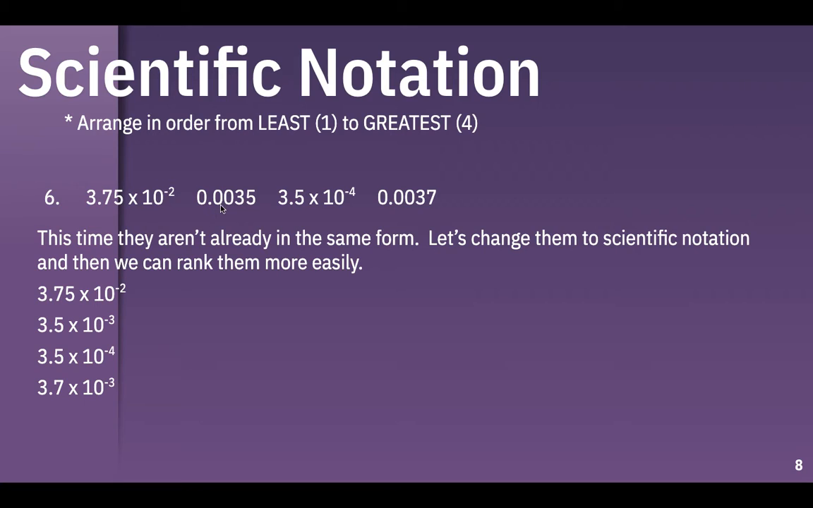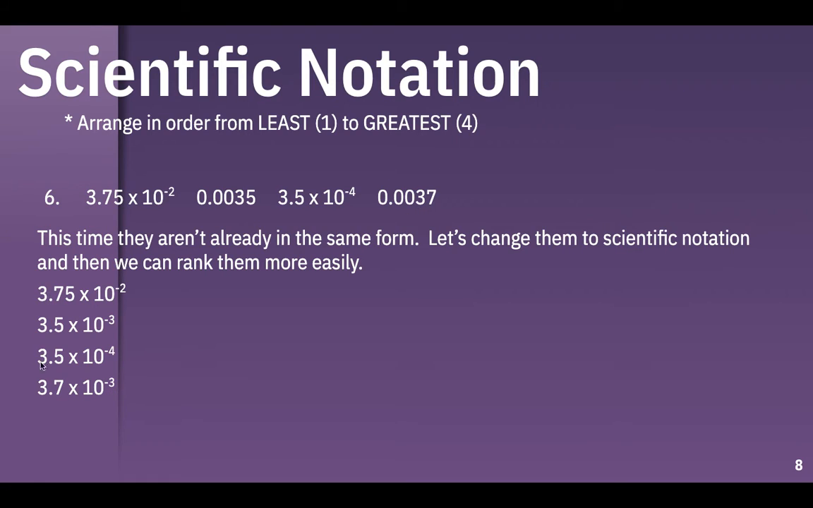So I'm going to move my decimal, 1, 2, 3. So our decimal is going to be between the 3 and 5. So 3.5, that's going to be in front, times 10. And since we moved it 1, 2, 3 place values, our number is small, so it's going to be a -3 for our exponent. 3.5 times 10 to the -4 is already in scientific notation. And our last one, we need to convert to scientific notation. Our decimal is going to fall between the 3 and 7. So we're moving it 1, 2, 3. So it's going to be 3.7 times 10 to the -3rd.